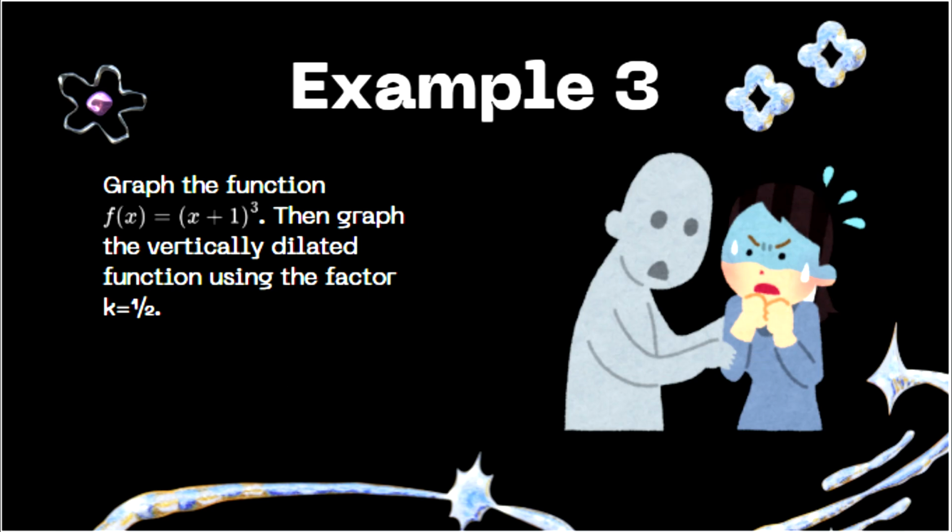Whatever. Graph the function f of x equals x plus 1 cubed. Then graph the vertically dilated function using the factor k equals 1/2. Because it's 1/2, we know it's going to be a compression.